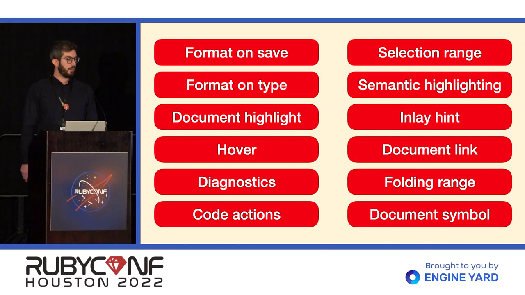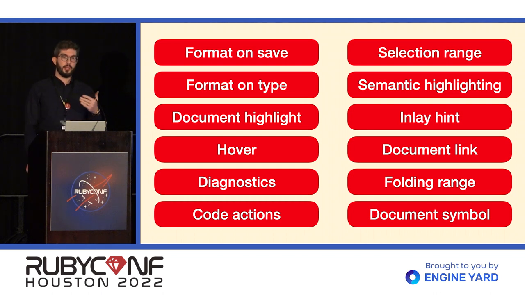The features we currently support are here on the screen, so we support format on save, format on type, document highlight, which is highlighting occurrences for the same entity where the cursor is, hover, RuboCop diagnostics, quick fixes through code actions, selection ranges, which is also known as smart ranges. It's basically expanding and reducing a selection based on the Ruby code.